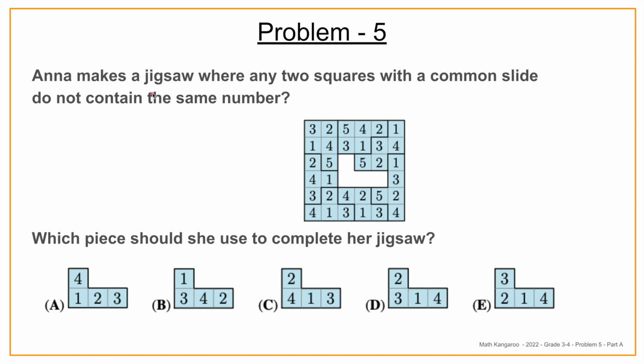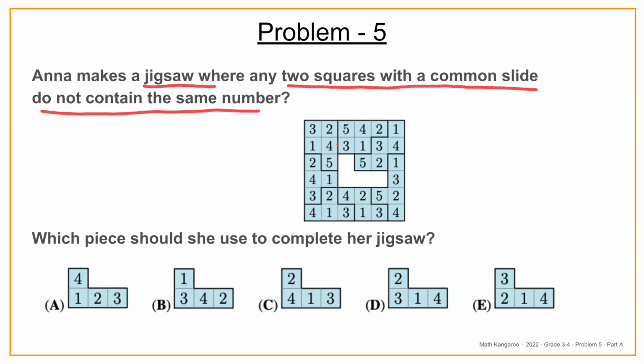Problem 5. Anna makes a jigsaw where any two squares with a common side do not contain the same number. This is our puzzle. Which piece should she use to complete her jigsaw?